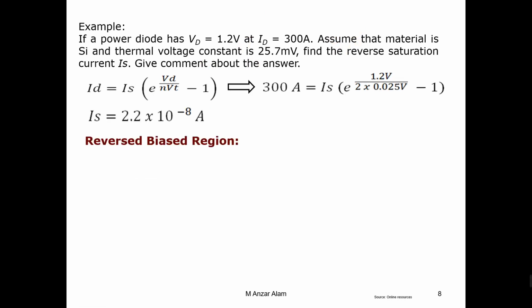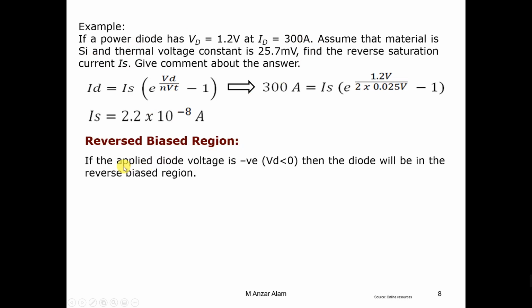Okay, the second region. So far we studied the forward region. In the previous examples, the diode voltage was 0.1 volt and 1.2 volt, so both examples are related to forward bias. Now we see something about the reverse bias region. For the reverse bias region, the applied voltage is negative, meaning the diode voltage should be less than 0, negative along the x-axis. Then the diode will be in the reverse bias region.